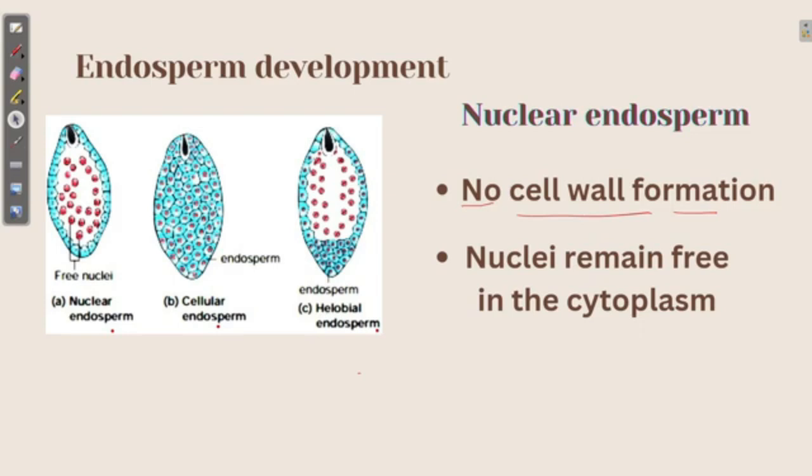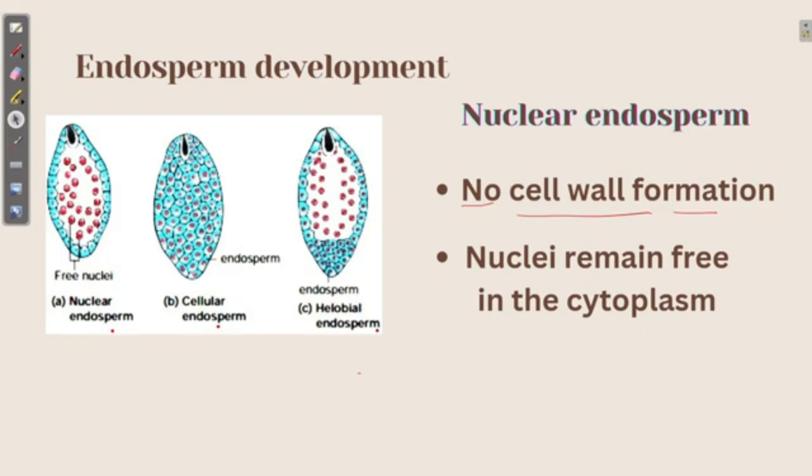And this free nuclear endosperm is usually found in coconut. Inside the coconut, the watery, liquid form is nothing but the liquid endosperm, and this liquid endosperm is nothing but the free nuclear endosperm. And you know what the kernel is, the white hard kernel? It is nothing but the cellular endosperm.